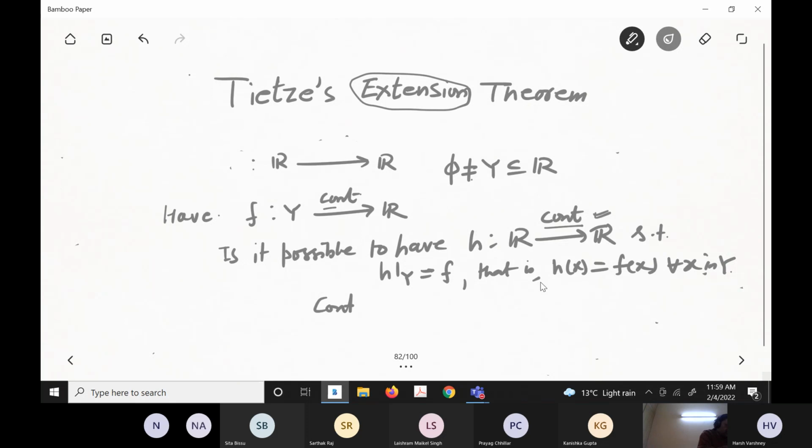Look, any extension doesn't matter. If you don't insist on continuity here, then you could take anything outside Y. But the question is continuous extension. There may be more than one extension; h is called a continuous extension of f to the whole of R. Look, this is not always possible.